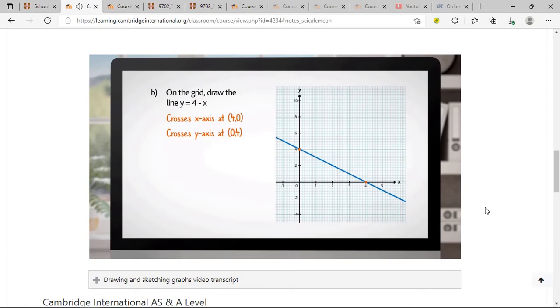Reading from the graph, you can see that the point (1, 3) is on the line you've drawn. You can check this in the equation of the line. The equation is correct for this point, and so your answer seems to be correct.